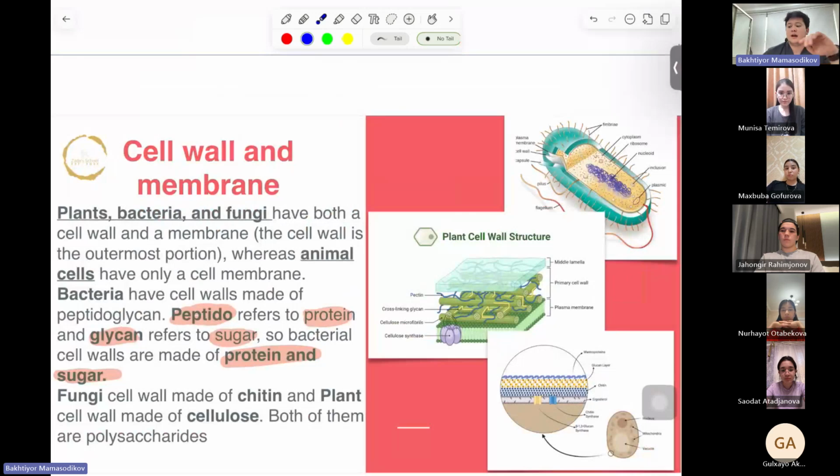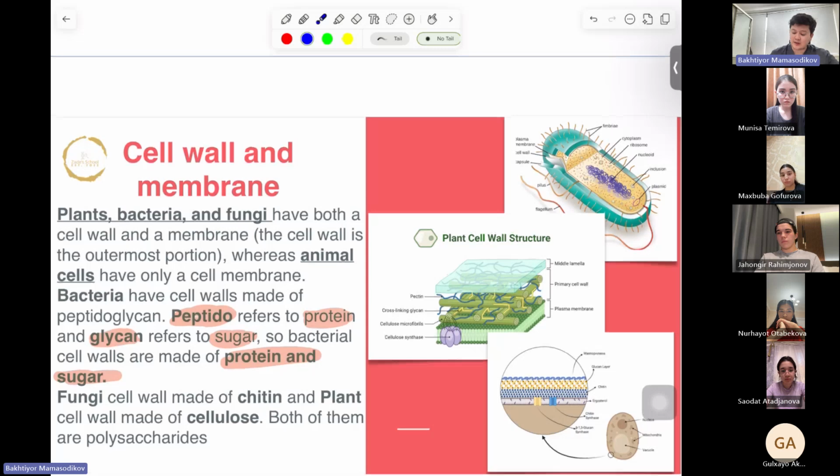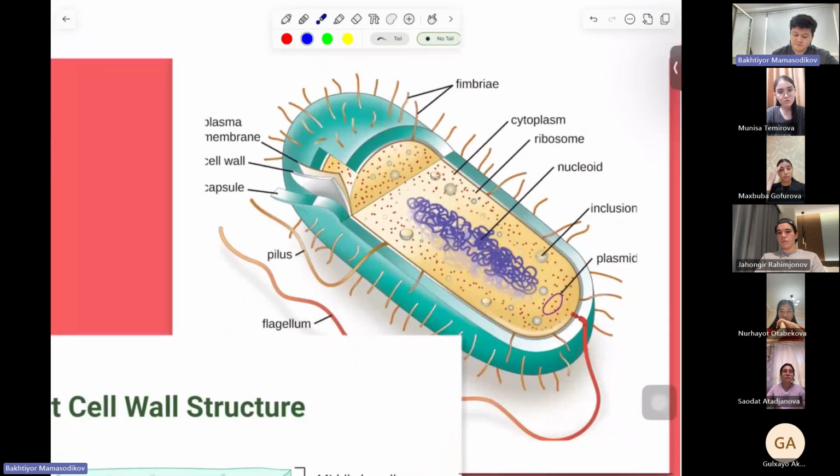Why the capsule? The capsule is for protection. It's protecting it from outer sources, from the high temperature or from the cold temperature. It's in the capsule, so it's easy to survive. And it has the cell wall below the capsule. The cell wall is also for protection. And below the cell wall, they have the plasma membrane or cell membrane. So it has three layers which cover.